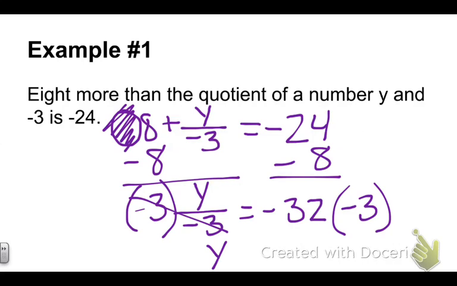That's going to leave you with y. A negative times a negative is a positive. 32 times 3 is 96. And you can check that. Plug in 96 for y. 96 divided by -3 is going to give you -32. And -32, if you add 8 to it, you're going to get -24. It works.